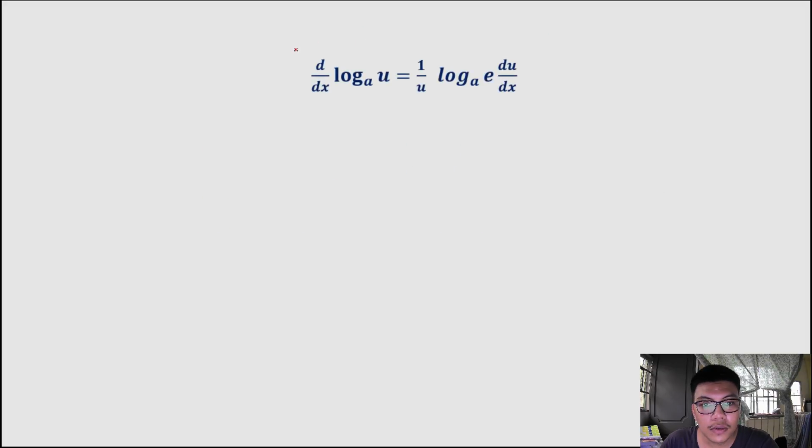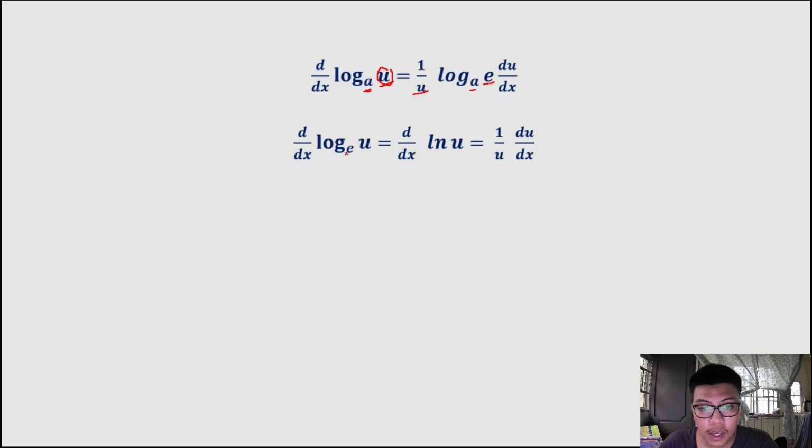So first, we have the derivative of log u base a, that is equal to 1 over u, then times the logarithm of e base a times the derivative of u with respect to x. Okay. So kung meron kang log ng u base a, so ang derivative niya, sulat mo lang yung 1 over u, then logarithm ng e, papalitan mo na ng e, no? Yung base niya na a, yun pa rin, ano? Then the derivative ng ating u.